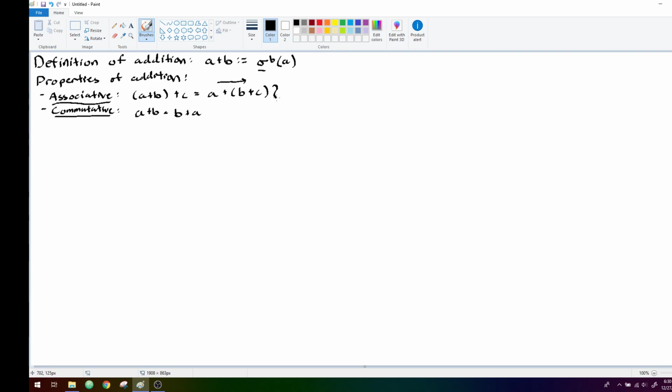And what these two properties together will imply is that if you have some long string of numbers to be added together, you can freely rearrange them as you would like, and the result will not change at all. You can add in parentheses however you want, and the final result that you get after doing all your additions in whatever order you wanted will always be the same.